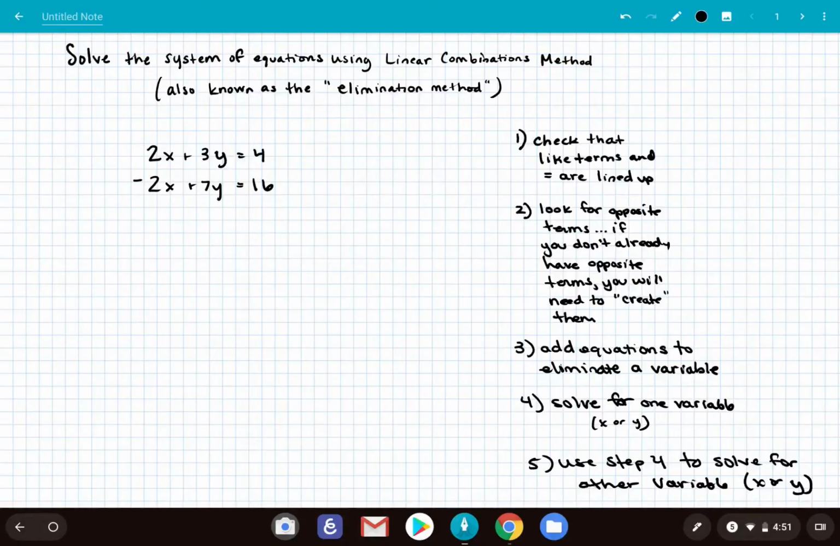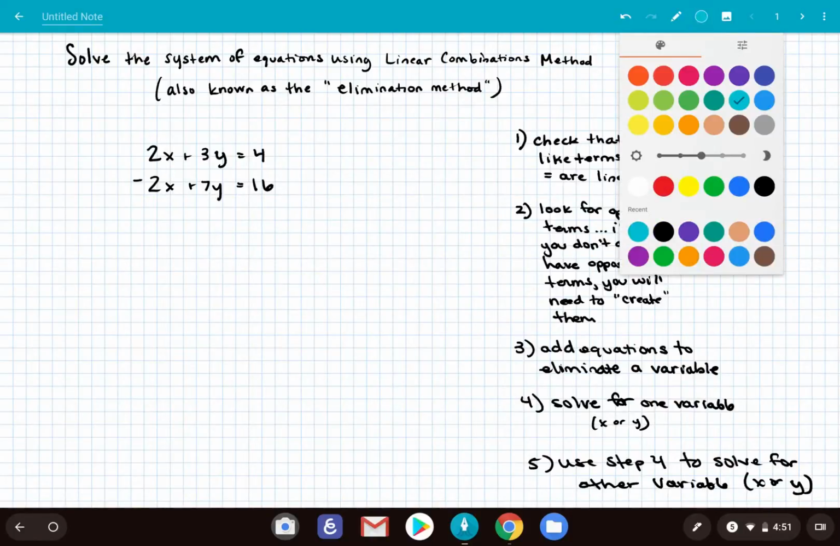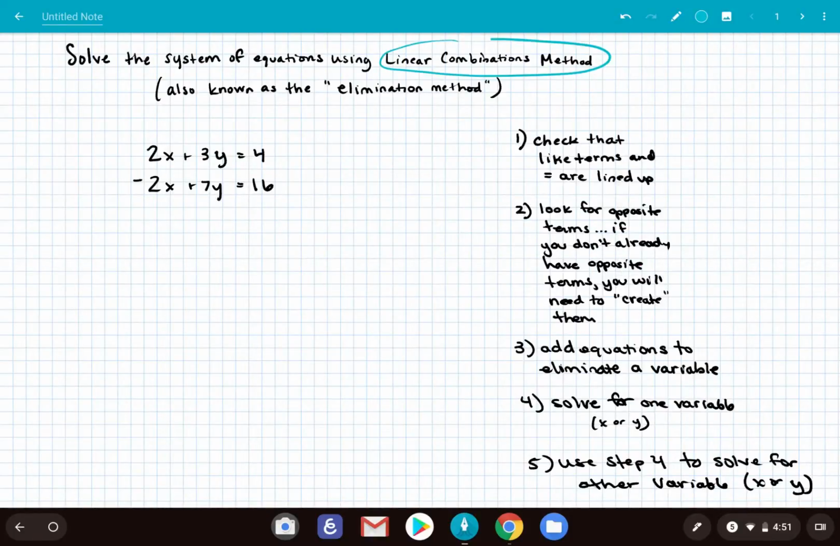We're going to look at some more examples of how to solve a system of equations using specifically the linear combinations method. Sometimes this method is referred to as the elimination method, which you'll see the reason why when we're doing this example. So in order to use a linear combinations method, it's best to check first to see that the like terms are lined up.